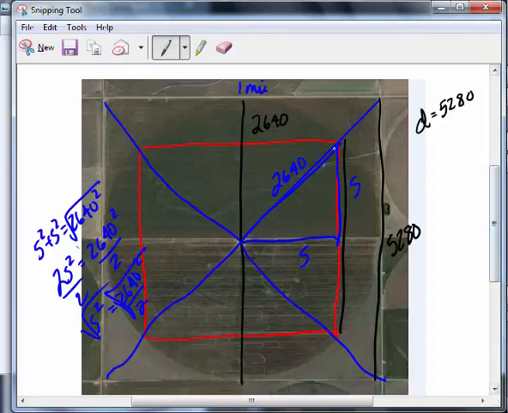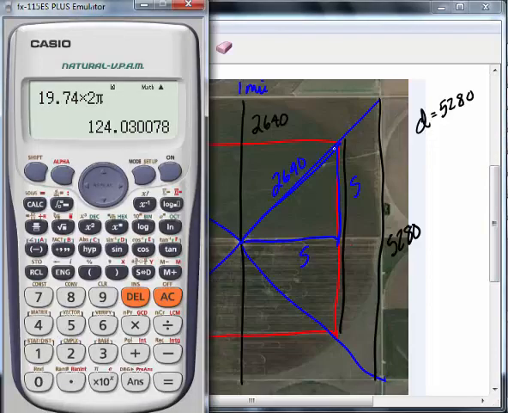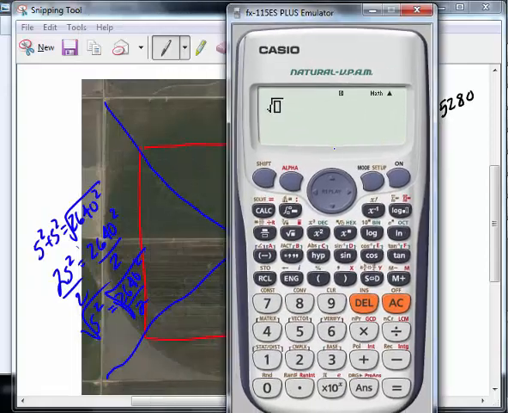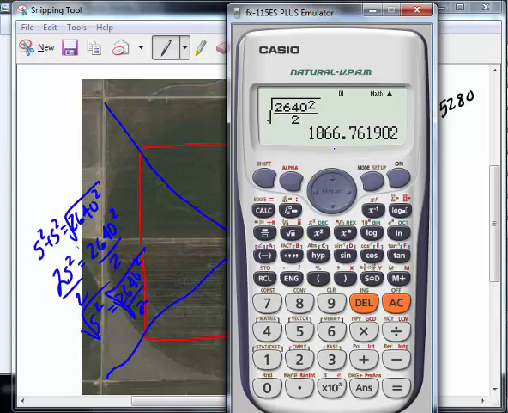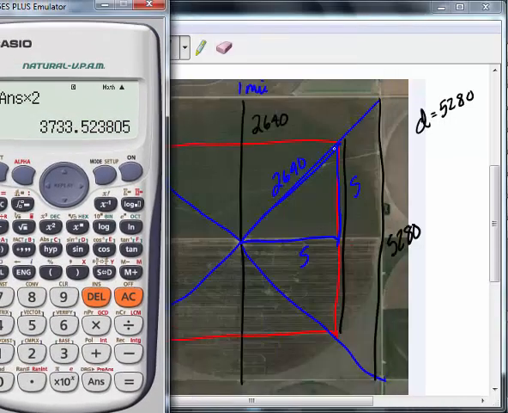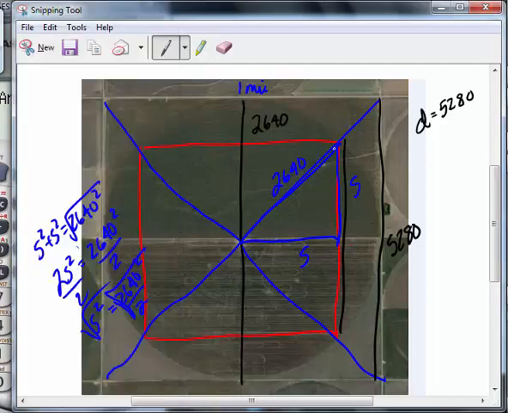So on our calculator, we'll take the square root of the fraction 2640 squared over 2, which will be 1,866 feet. Now remember, that's half the red square, so that's 3734.